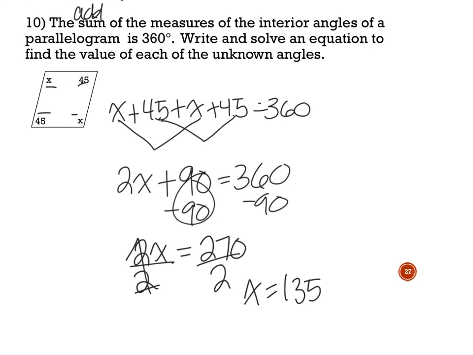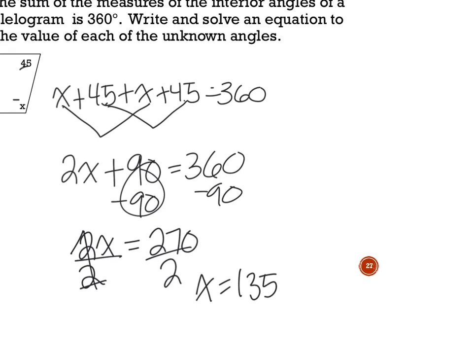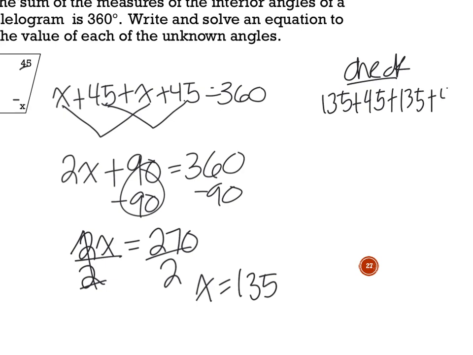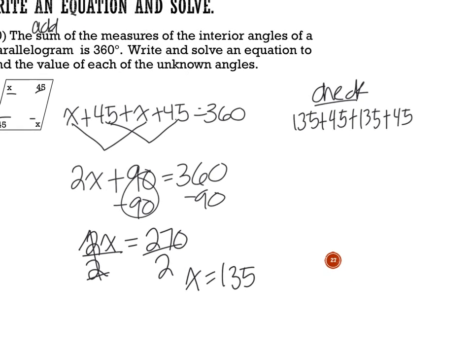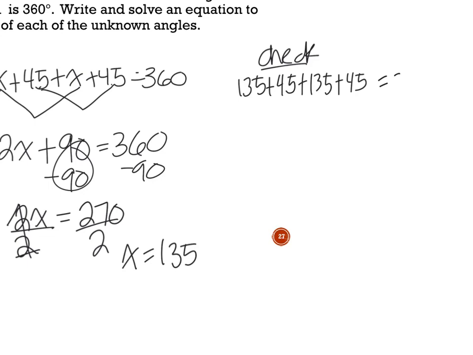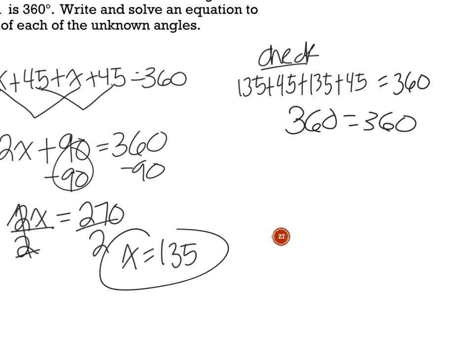If I wanted to check that problem, you'll add 135 plus 45 plus 135 plus 45 equals 360. Add all of them up in your calculator and you get 360 equals 360. So the angle that we do not know equals 135.